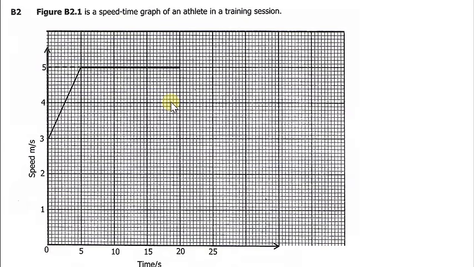Okay, so let's move to this B2, which says B2.1 is a speed time graph of an athlete in a training session. This is the speed time graph, where on the vertical axis we have speed in meters per second, and on the horizontal axis we have time in seconds. So this is the graph. This is the initial velocity of an athlete to the final velocity, and then the velocity remains constant over this period from 5 seconds to 20 seconds there.